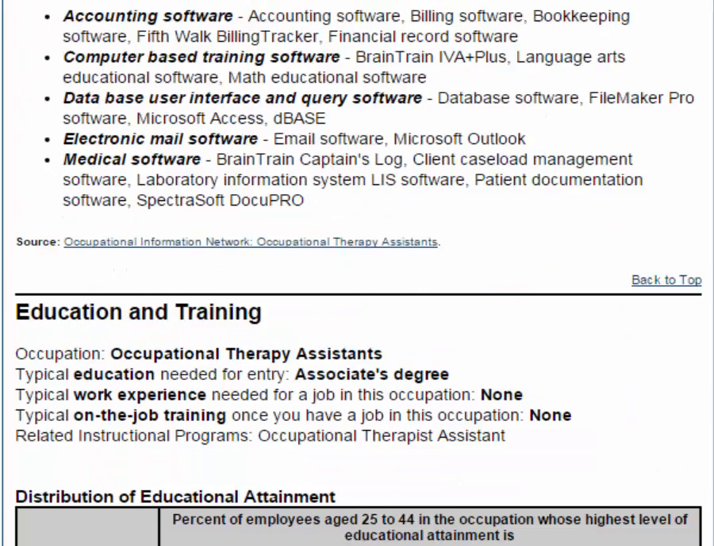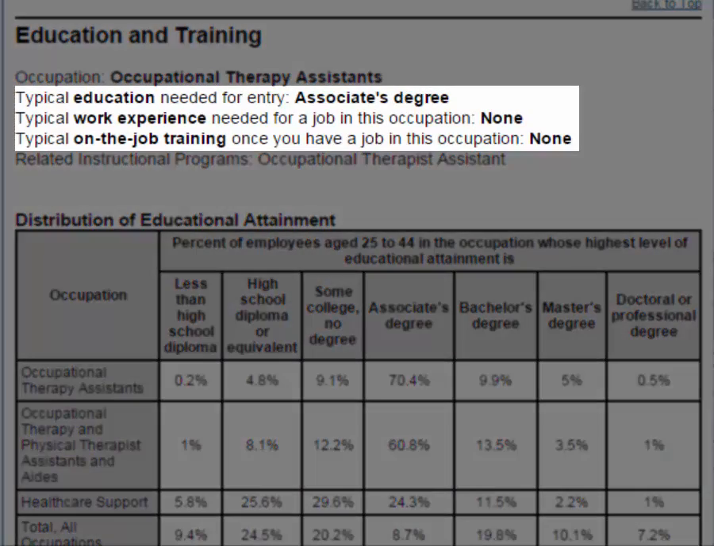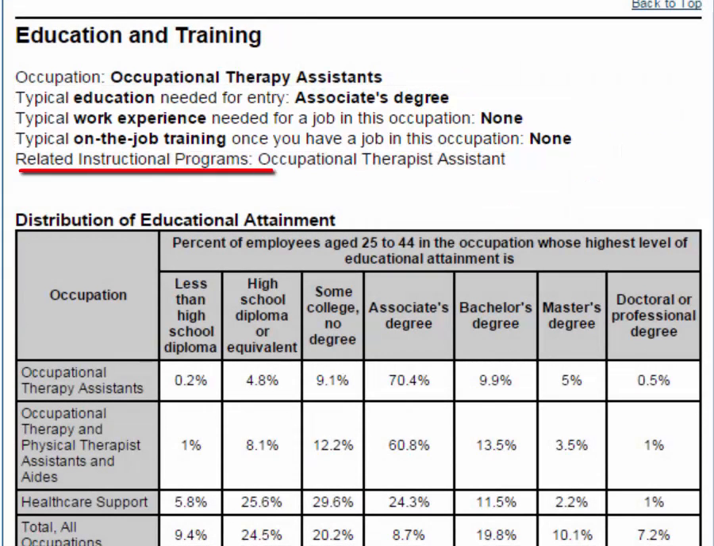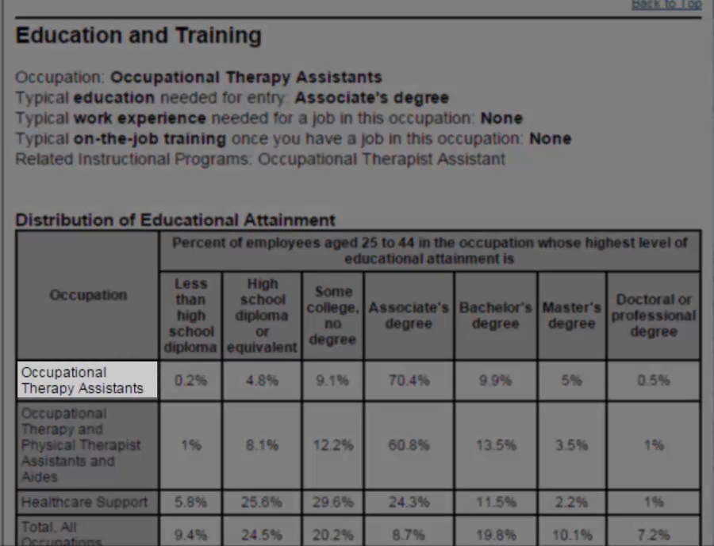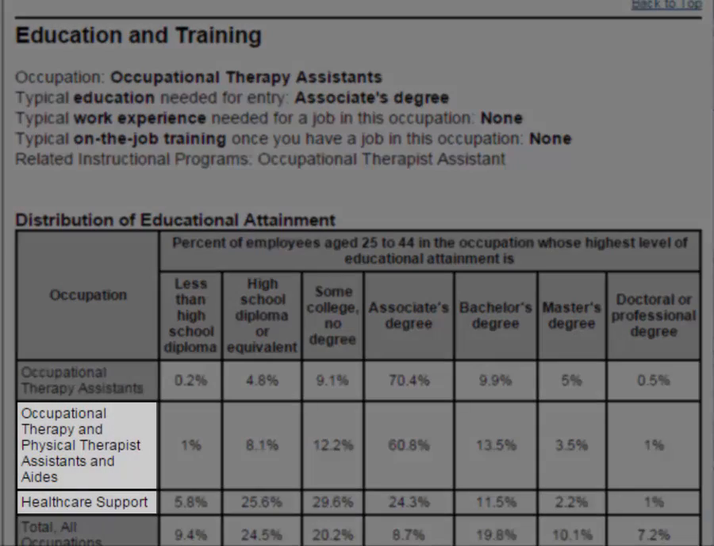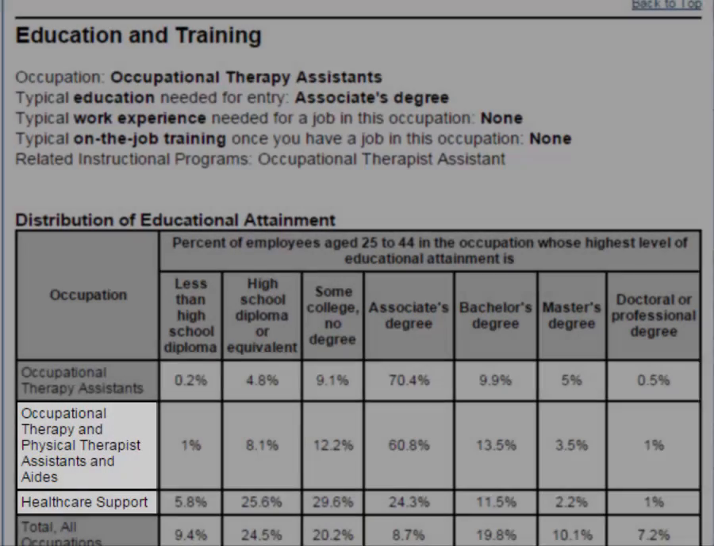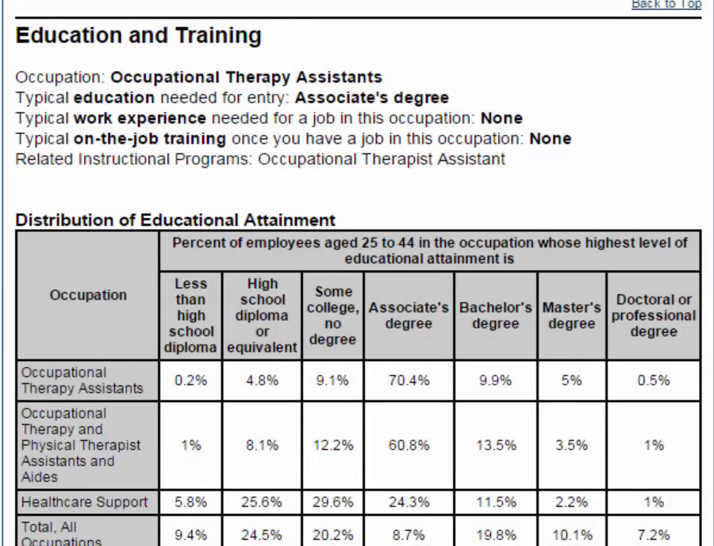The Education and Training section shows the education, experience, and on-the-job training necessary for this occupation. College degree programs are also specified here. The table shows the selected occupation, as well as similar occupations, with data showing the highest level of educational attainment from a selected group of workers. This gives you a good idea of how much education you will need to get this kind of job.